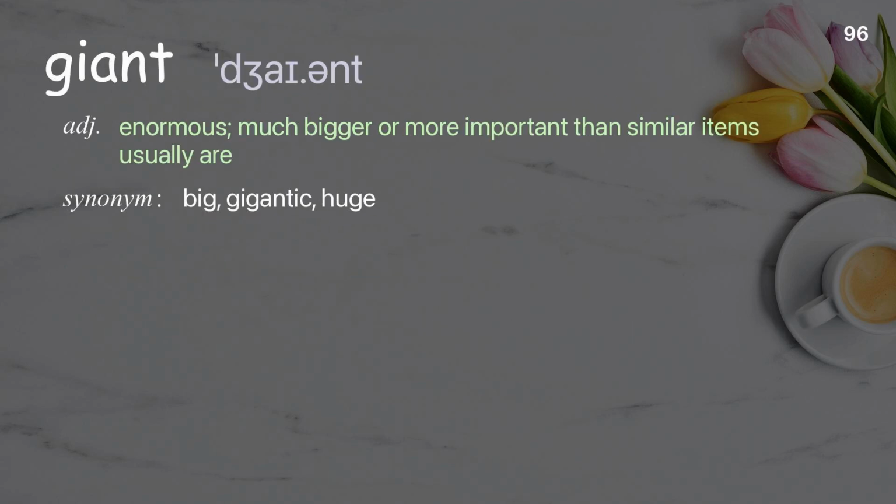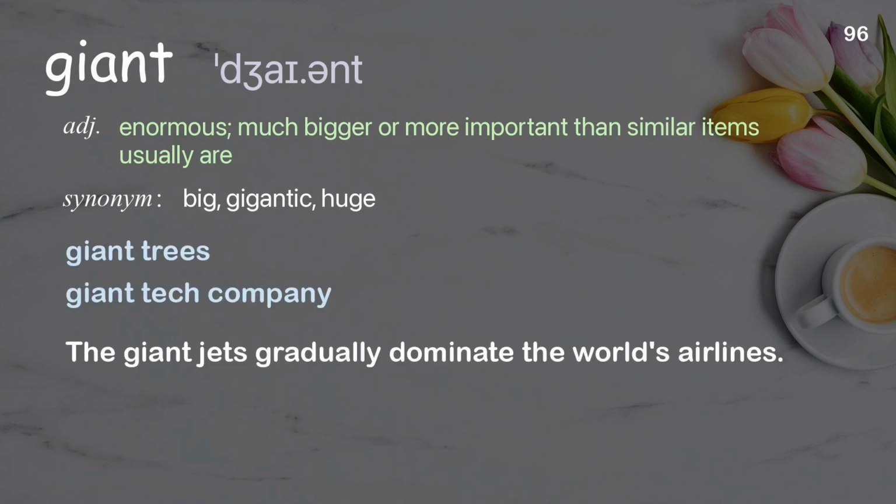Giant. Extremely big, much bigger or more important than similar items usually are. Examples: Giant trees, giant tech company. The giant jets that gradually dominate the world's airlines.